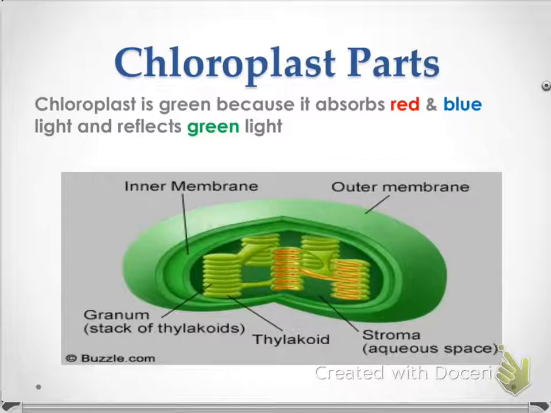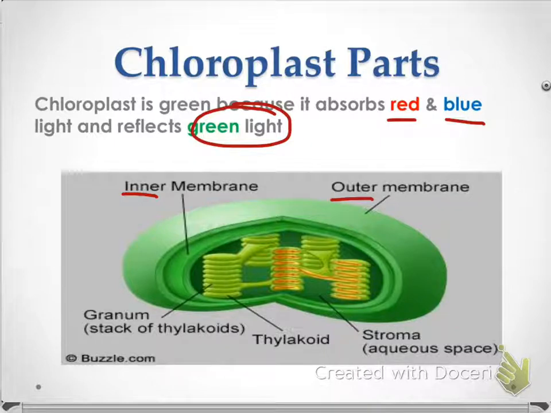So chloroplast parts. The chloroplast is the color green because it absorbs red and blue light and it reflects green light. So a little bit about the parts. We have an outer membrane and an inner membrane. All organelles are membrane bound. In the case of the chloroplast, it has two.